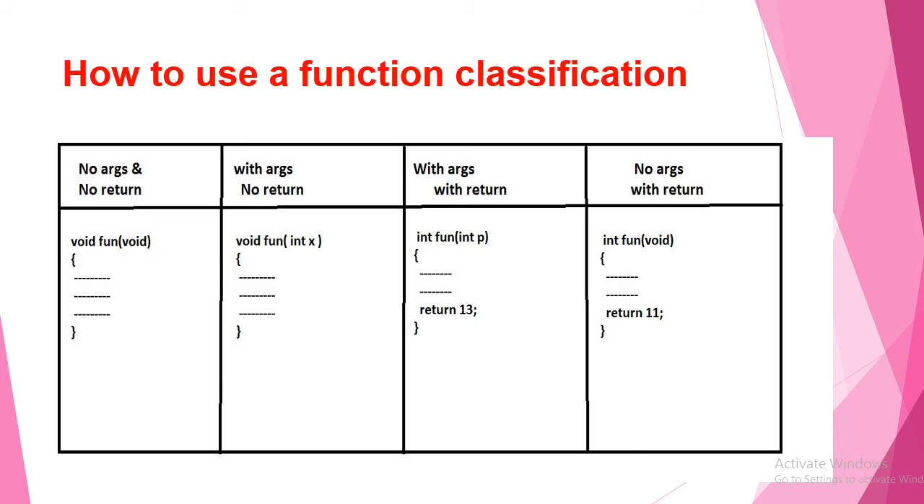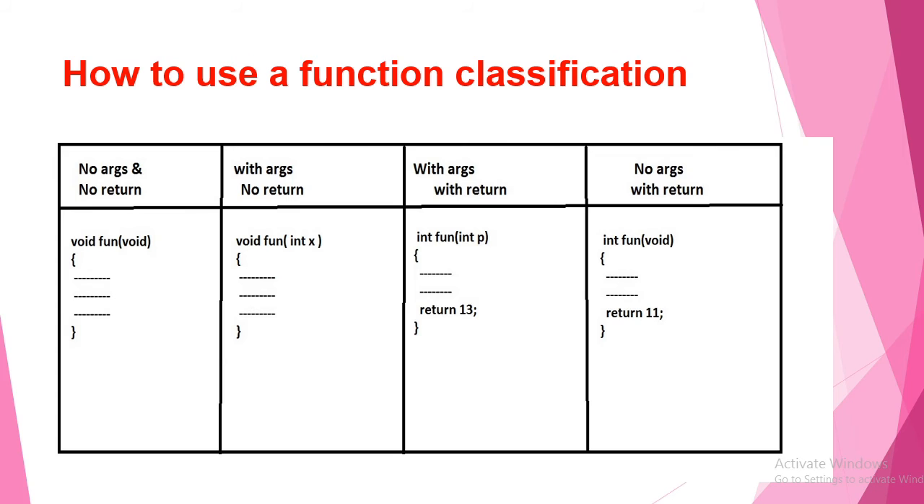Now I want an answer back from the function, at that time I write return. The return keyword is very important whenever we use a function with arguments and a return value. Suppose I am returning an integer value, then I write int upside in front of fun, as you can see in the function. Whenever I am returning a character, at that time you can write char there.